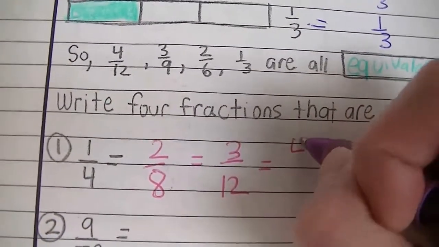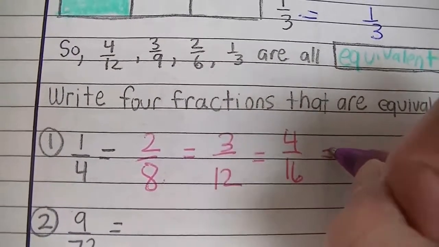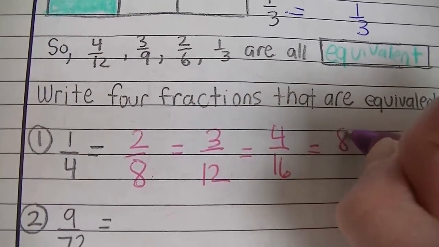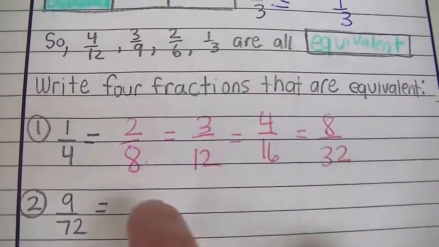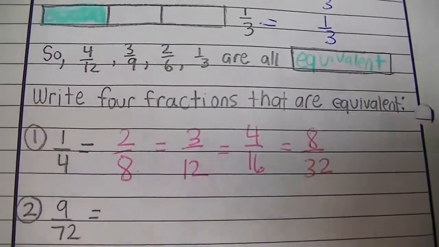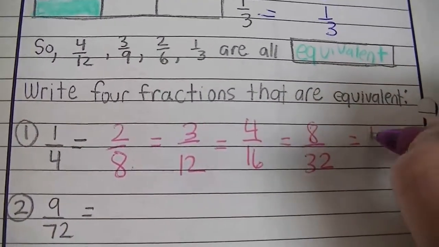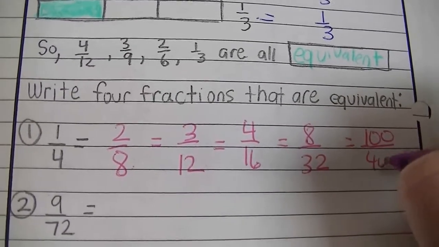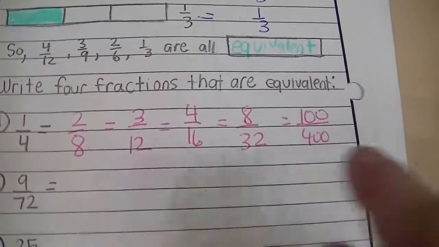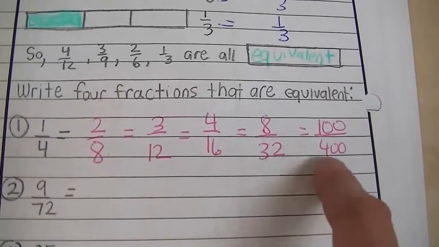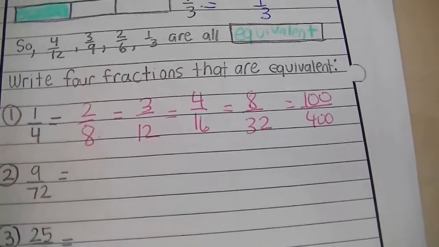Another one would be 4/16. Another one would be 8/32. I know the directions say write 4 fractions that are equivalent, but I'm going to just go ahead and write 5. 100 4/100. Okay? So all of these fractions that I wrote in pink all simplified down to 1/4.